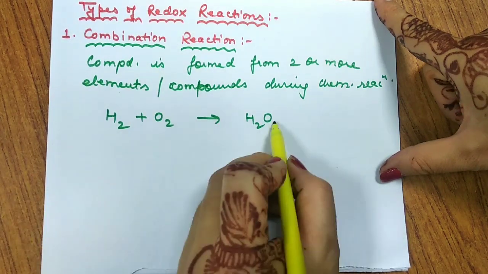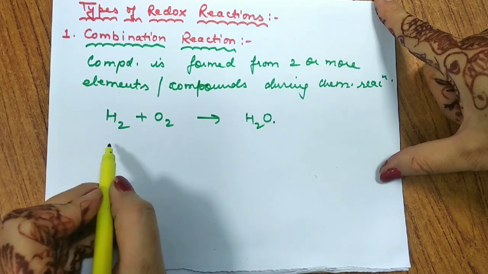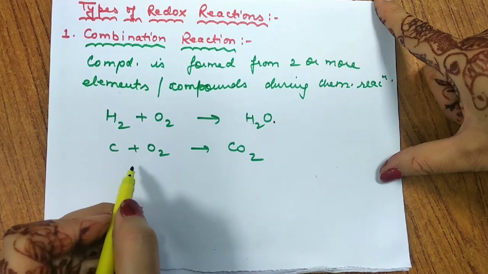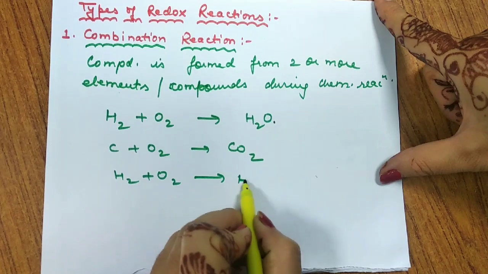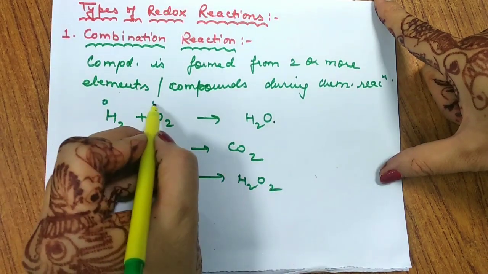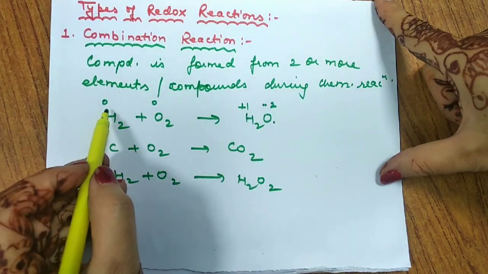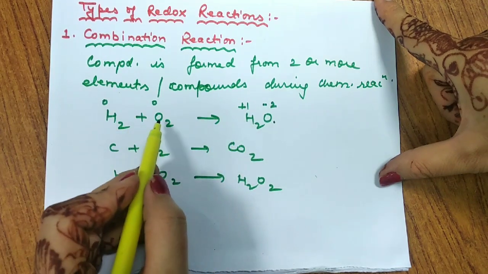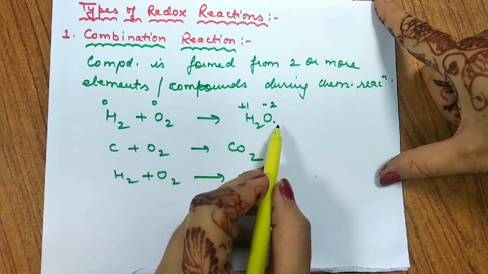Clear? So let me write H2 plus O2 gives H2O. Let me write C plus O2 gives CO2. Since oxygen has been involved, it is a combustion reaction. I can write H2 plus O2 gives H2O2. If I see the oxidation numbers, this is 0, this is 0, and it goes to +1 for hydrogen and -2 for oxygen. So hydrogen shows an increase in oxidation number from 0 to +1, it undergoes oxidation. Oxygen shows a decrease in oxidation number, so it undergoes reduction.